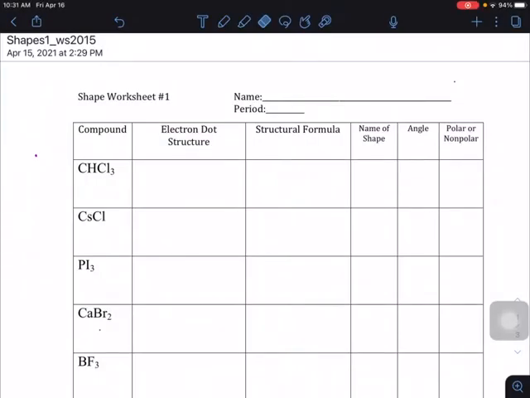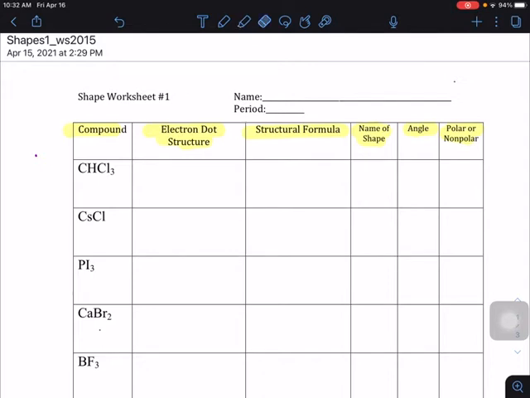We're going to do some examples here to help you out with the shape worksheet number 1. So what we're looking at here is we have these different compounds. We're going to draw the electron dot structure, the structural formula, name the shape that it makes, the bond angle, and then declare whether it's polar or nonpolar. So the first one here, we've got CHCl3.